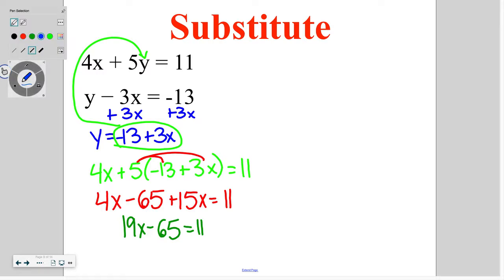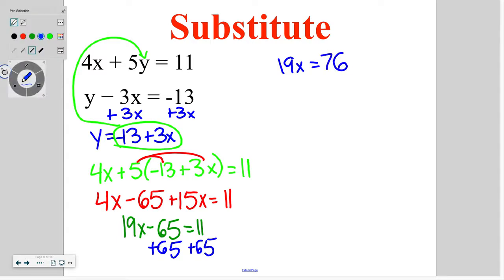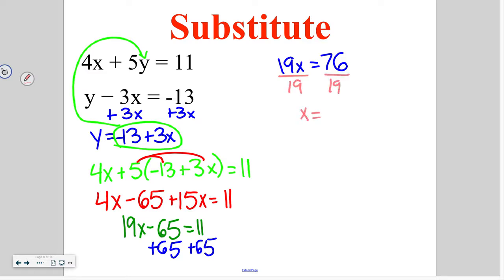I'm then going to add 65 to both sides and end up with 19x is equal to 76. When I divide both sides by 19, I end up with an answer of x is equal to 4. So there is my first part of my answer.